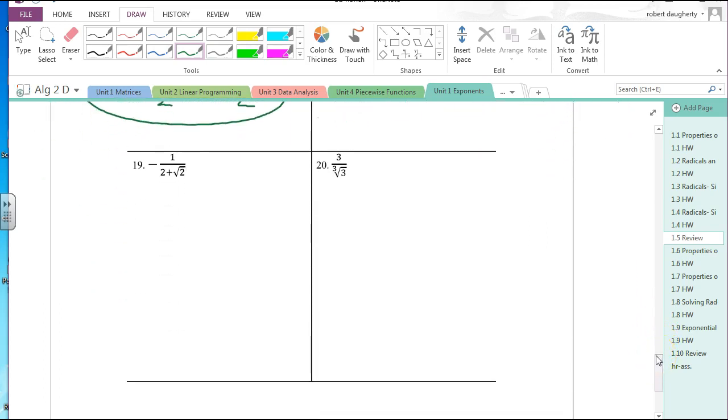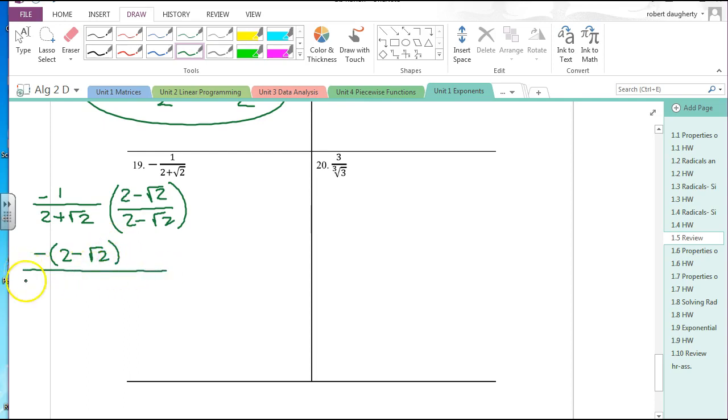Number 19. The negative is there just to bug you and see if you can keep track of it. But here, I've got 2 plus square root of 2. We did this kind of thing last semester, so nothing's really changed. So if I've got 2 plus square root of 2, I'm going to rationalize it by multiplying by 2 minus square root of 2 over 2 minus square root of 2. On the top, I'm going to get negative 2 minus square root of 2. And on the bottom, I get 2 plus square root of 2 times 2 minus square root of 2.